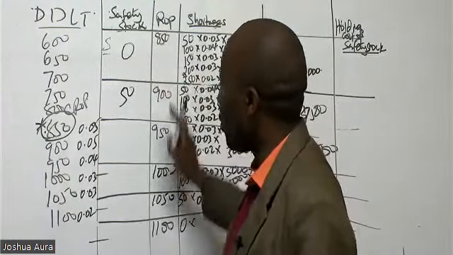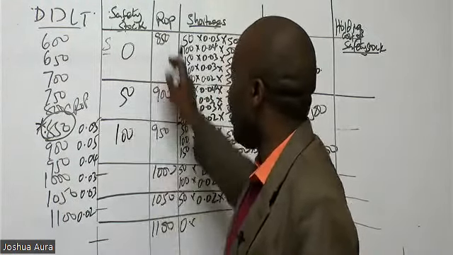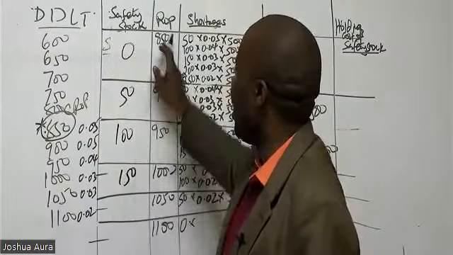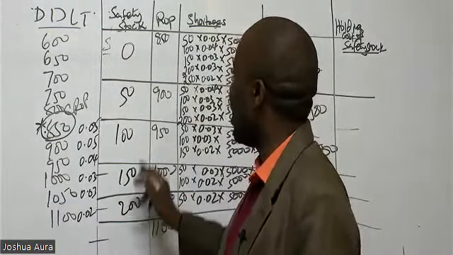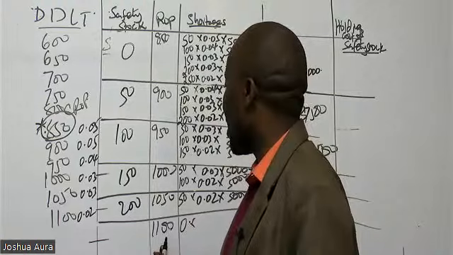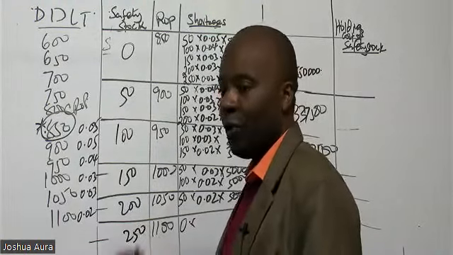Benchmark being this. So 850 to here is 100. 850 to here is 150. 850 to here is 200. And then we have 850 to 1100, which is supposed to be 250 like that.